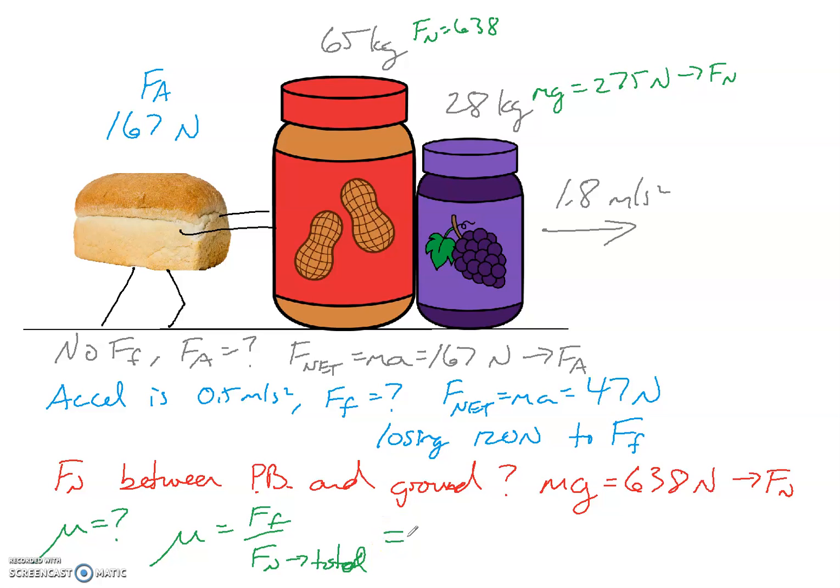So I know my force of friction was 120. I put my Fn's together, so I'll add the 638 and 275 for a total normal force of about 913 newtons. If I take my force of friction of 120 and divide it by the 913, I get a coefficient of about 0.13. Again, you could have done the friction separately for each one. I just treated them as one gigantic mass since they're on the same surface, same coefficient and all that kind of stuff. It just made it a little bit easier that way. And the coefficient would be 0.13.